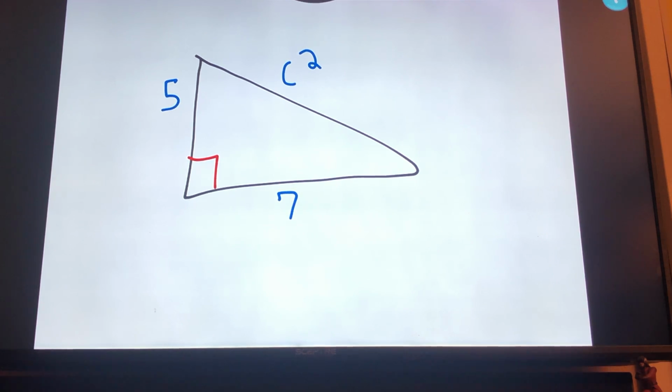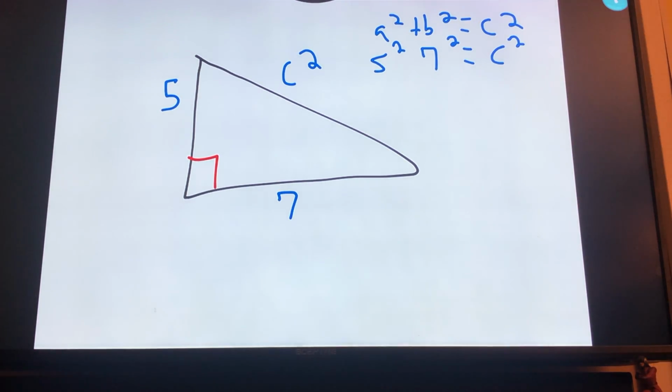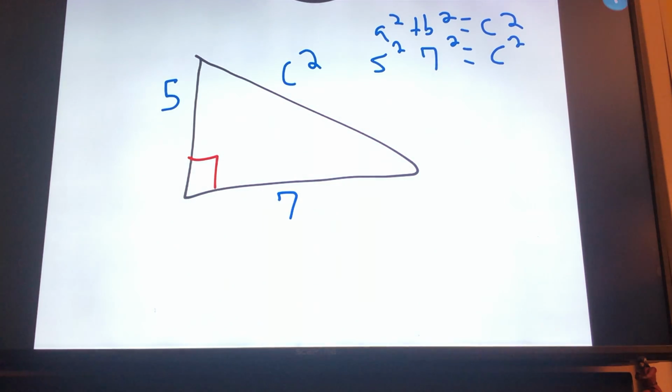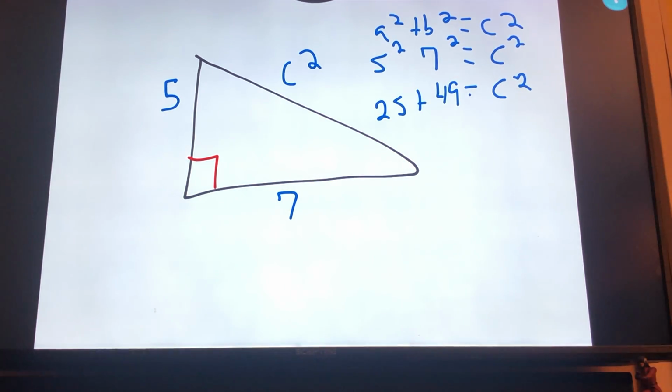So we need to write our Pythagorean theorem. A squared plus B squared equals C squared. And start substituting in. So here we got 5 squared, 7 squared, and do not know C. So 5 squared is what? It is 25 plus 49 equals C squared. Alright? So, if we add 25 and 49, that tells us C squared is 74, so C is the square root of 74.